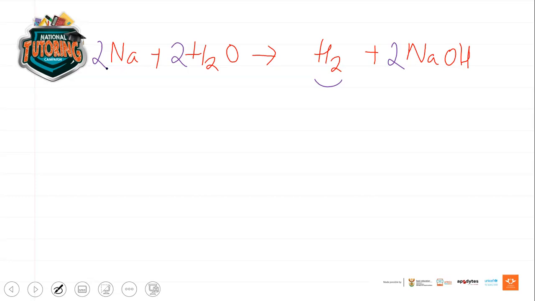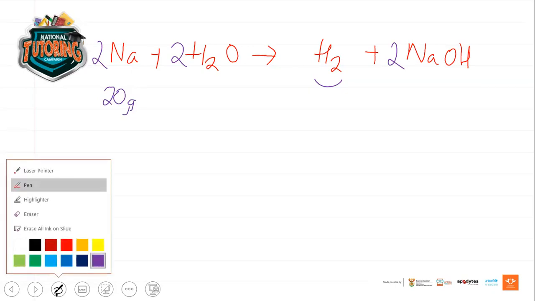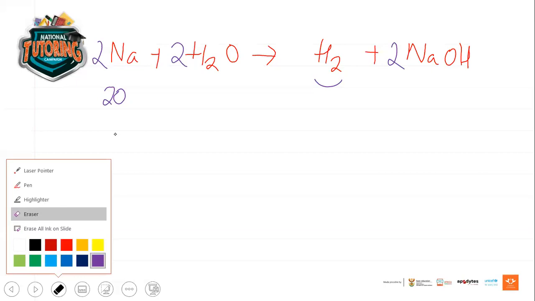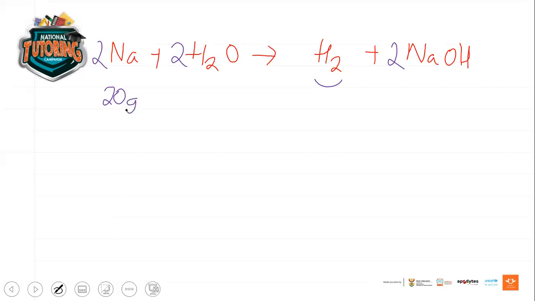Right. So let's say I use 20 grams of sodium. I always do this experiment in my classroom. If I cut a piece of 20 grams of sodium, how much hydrogen gas am I going to get? So what is the mass of the hydrogen gas? Gas we could measure in volume, maybe it's a little bit better, but let's work for mass for now, just so that you can get used to all of this.